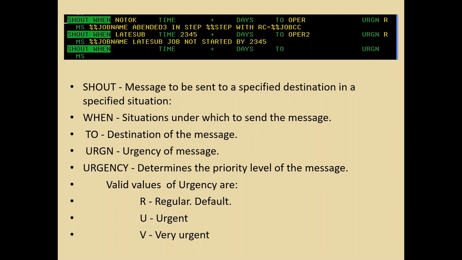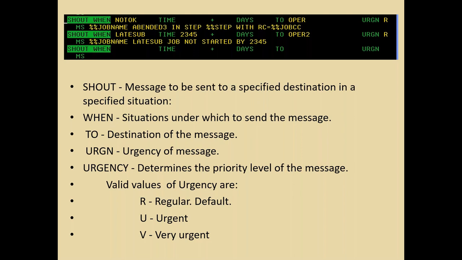So percentage stands for your auto edit variable, and MS stands for the message where you will write what is required. So here the particular job name, then a percentage variable for the step gives you the step name, and for the return code they are again using an auto edit variable which gives you the job return code. So this message will be sent when it is not okay.